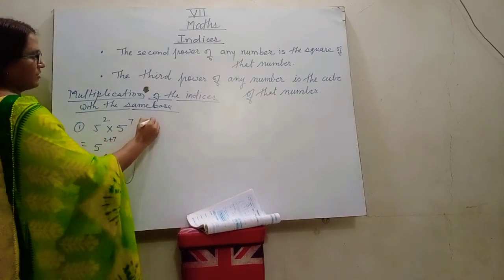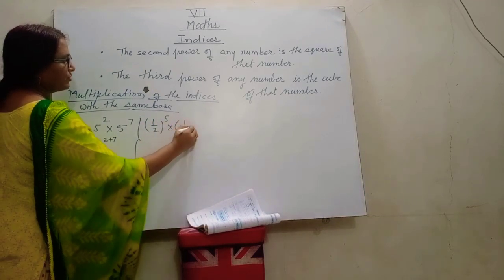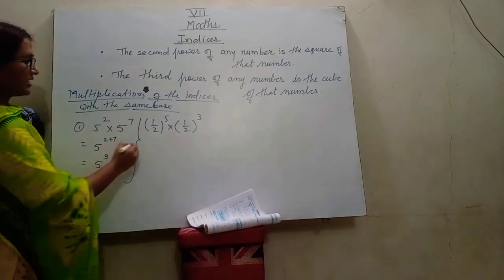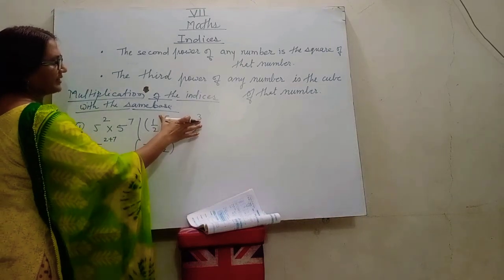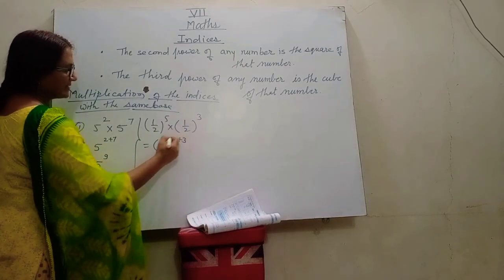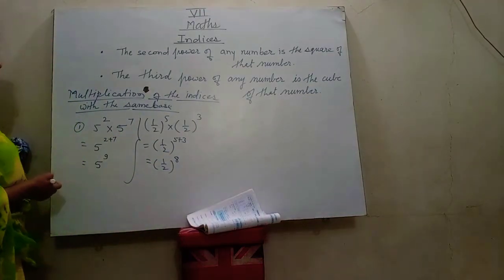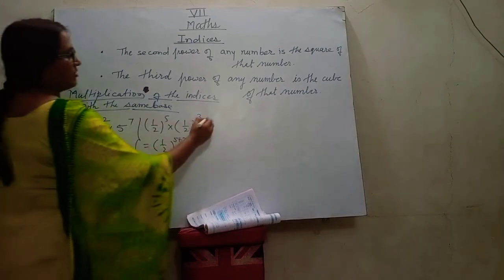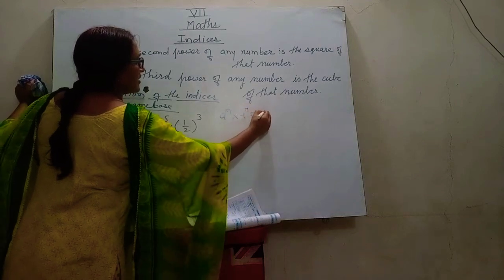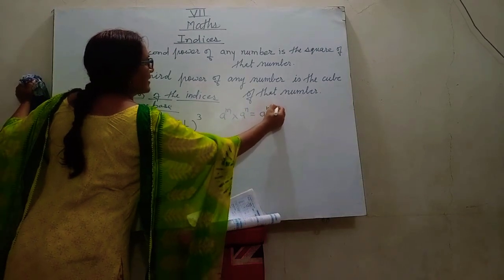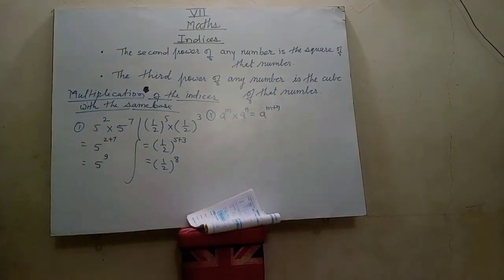One more. 1 upon 2 raised to the power 5 multiplied by 1 upon 2 raised to the power 3, or cube. Okay, here again base is same. Then we can take the addition of indices. Therefore, 1 upon 2 raised to the power 8. That means what is the law? a raised to the power m multiplied by a raised to the power n is a raised to the power m plus n. This is the first law of indices. Isn't it?